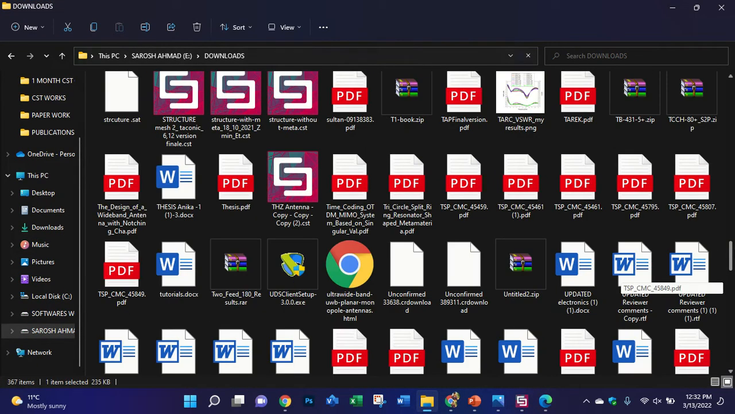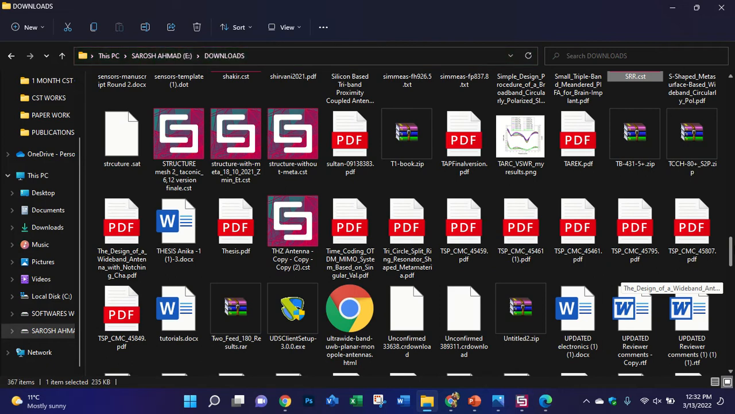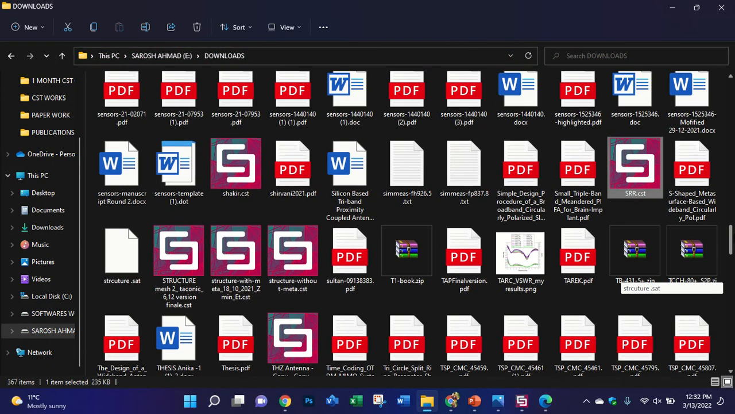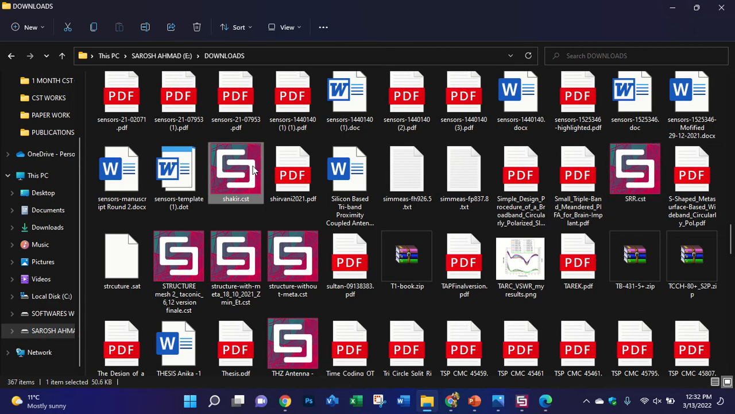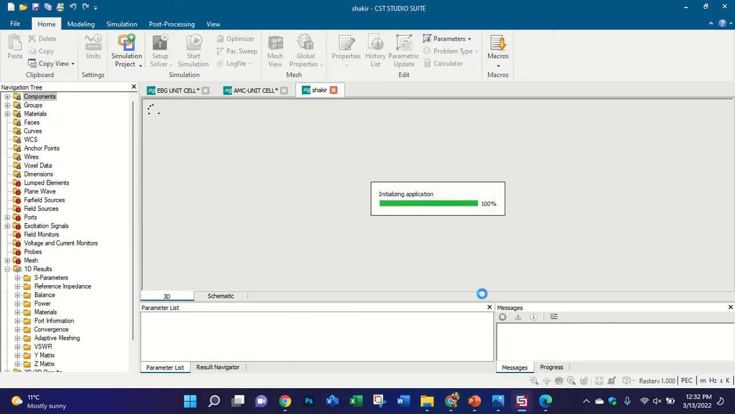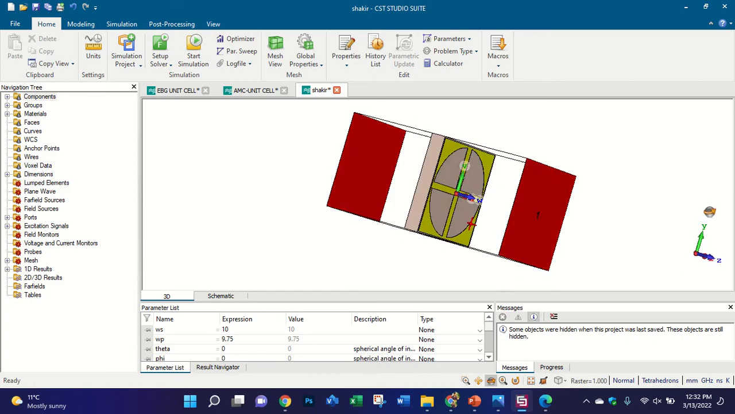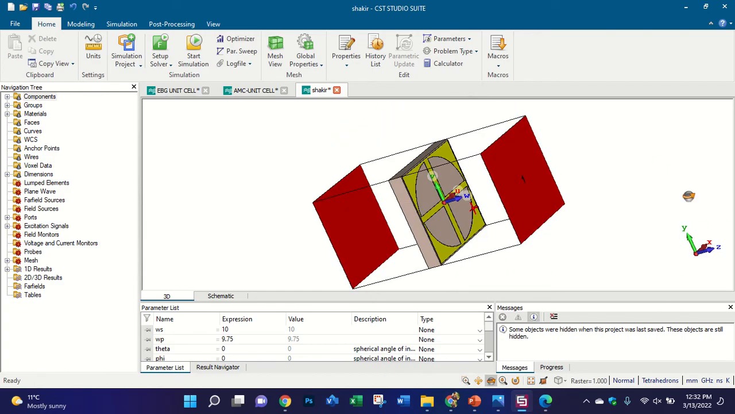broadband. You will simulate it in time domain or frequency? If I am only simulating the unit cell, then I use frequency domain, not time domain. But if you are dealing with the antenna and the EBG unit cell together, then you will use time domain. Just keep in mind. Yes, of course. This one is the UWB EBG cell. I will share it with you.